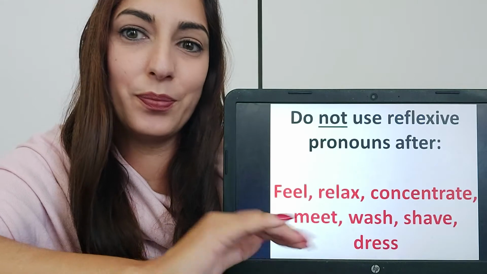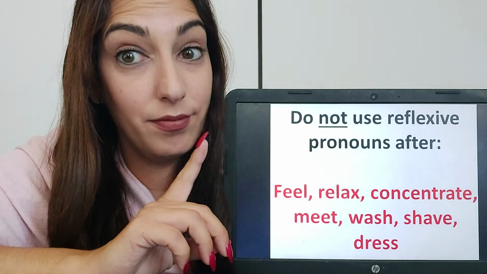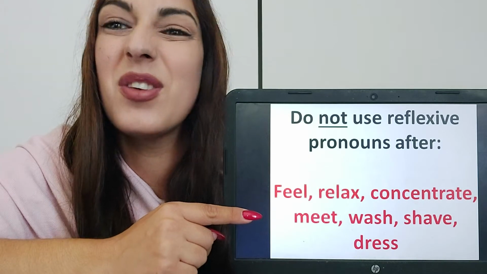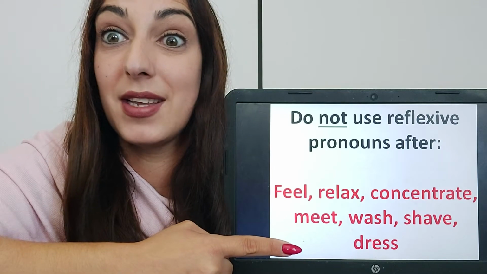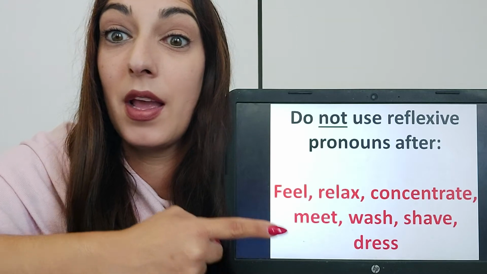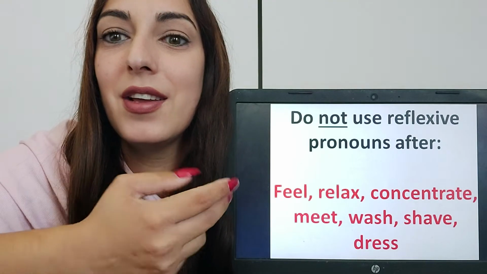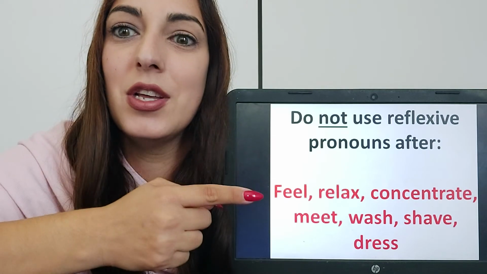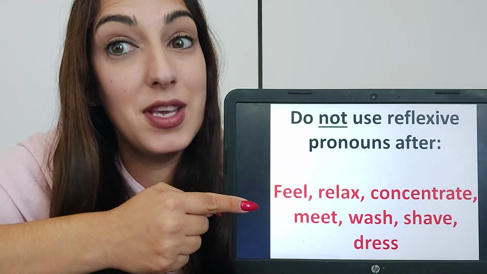Now let's move on. We don't use reflexive pronouns usually with these words. So pause the video and write them down. Why? Because it's obvious that I'm doing it to myself. For example, if I say, I dress myself, that wouldn't really be needed because who else is going to dress me? If I say I feel sick, it's obvious that I feel sick, not somebody else feels sick. So for example, I can't say I feel myself sick. Doesn't make sense. It sounds too much. So pause the video and write these words down so you don't use reflexive pronouns with these words.